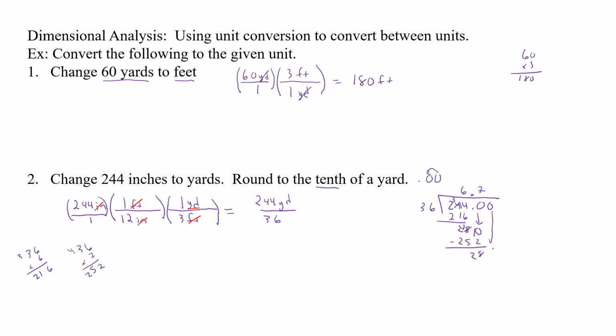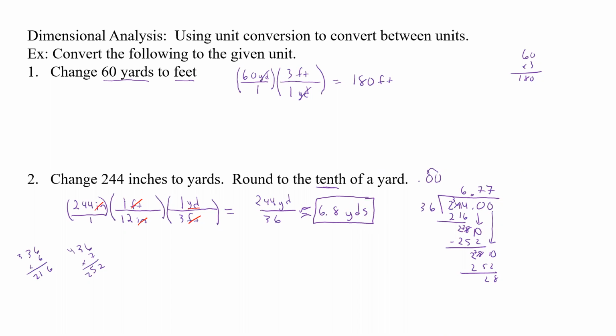Now we bring down our last 0. And guess what? We can use the same number again. That's a 7. That's a 252. That's a 7. That's a 1. That's an 8. That's a 2. And now we've got our number of decimal places we need to round to the 10th of a yard. And we get 0.8, and it's approximately 6.8 yards. Okay. And so that would be our solution to this one.